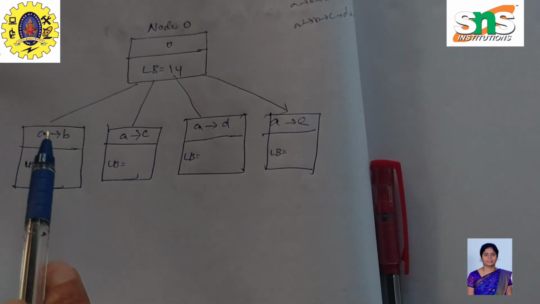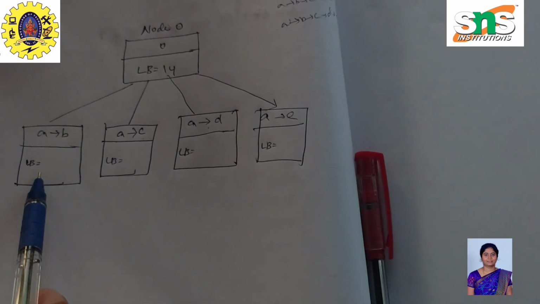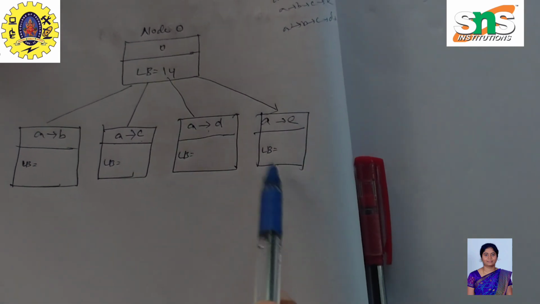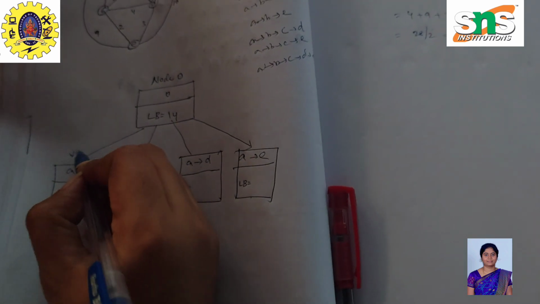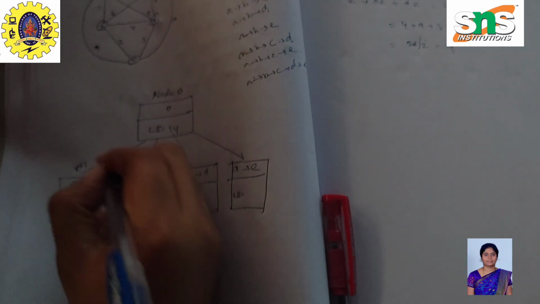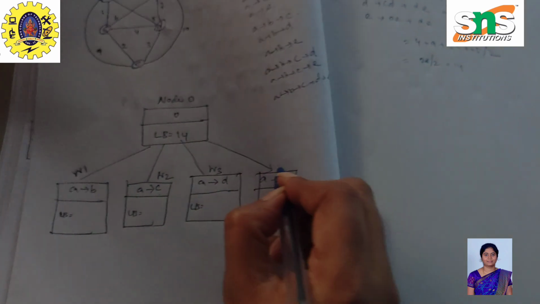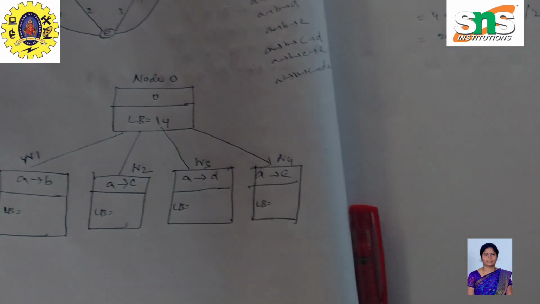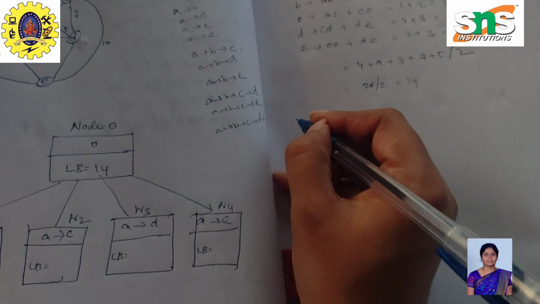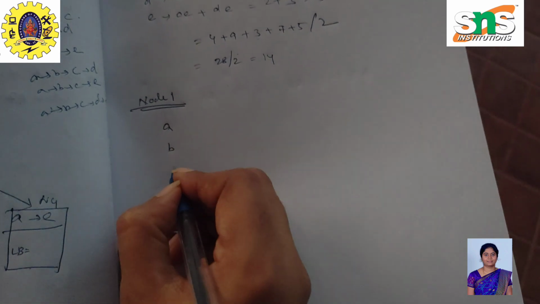Likewise, from A I can move to B or C or D or E, and for these I have to find the lower bound values. I can make this particular node as node 1; in short I am specifying it as N. So it is node 2, node 3 and node 4. Now initially I will show you node 1, and the remaining three nodes I will calculate and tell you the answer. So it is node 1. For this also I have to write all the nodes.